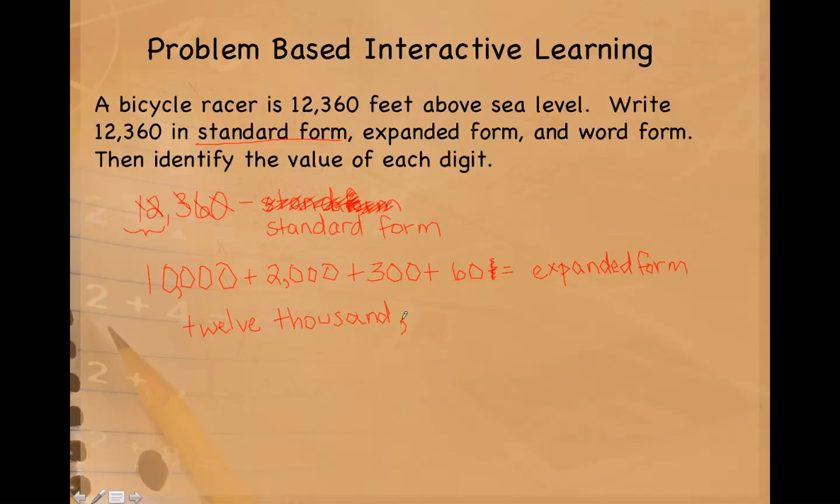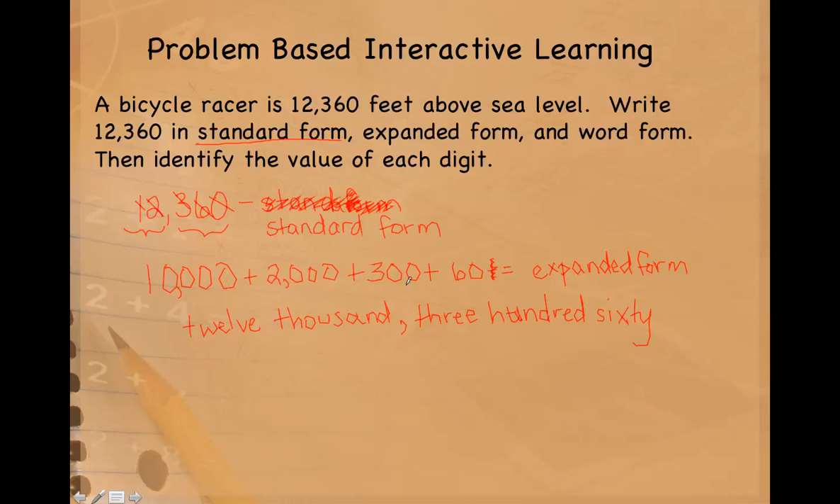You need the comma. The comma says 1,000. And then you just read this side. This is 360. 12,000, 300, 60. And that's how you represent this number in standard, expanded, and word form.